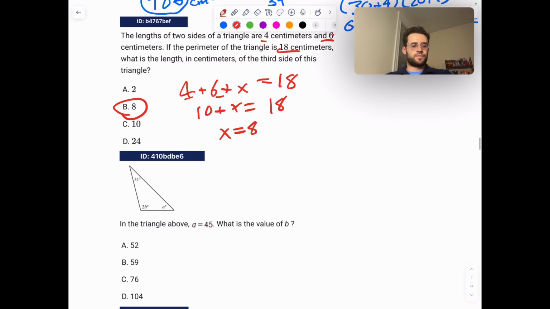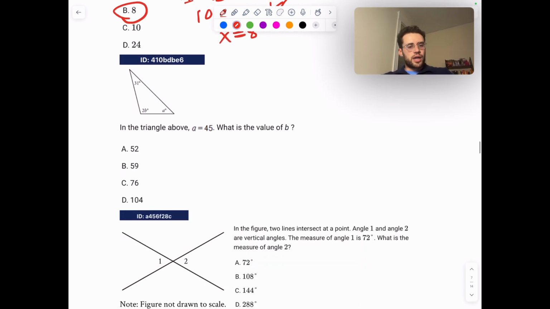That's what we want. In the triangle above, A equals 45. So this is 45 degrees down here. What is the value of B? This one's just testing if you know that all of the angles in a triangle add up to 180.